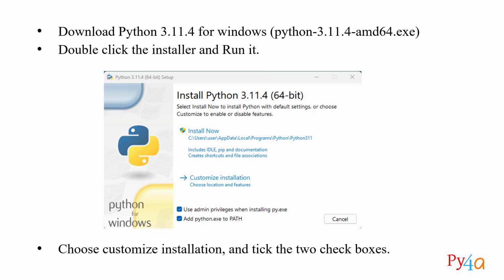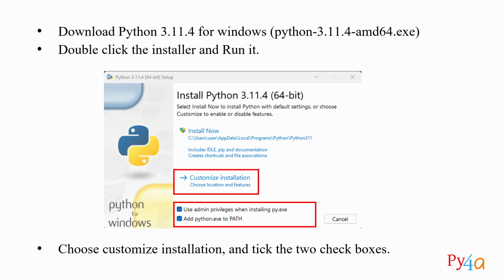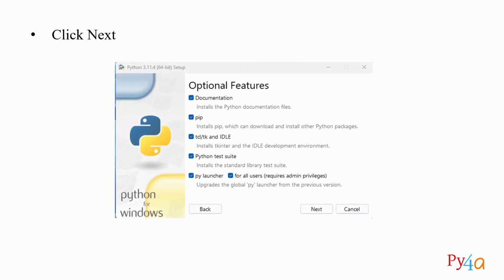A window pops up as shown on your screen. Install Python 3.11.4 64 bits. Make sure you have the two checkboxes highlighted in red checked. After you have done that, you click Customize Installation as highlighted in red. When you click Customize Installation, it takes you to a next window displaying optional features. You will see here that all the checkboxes are already checked. What you do is to click Next.